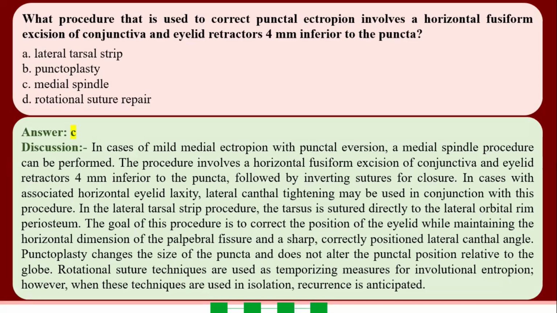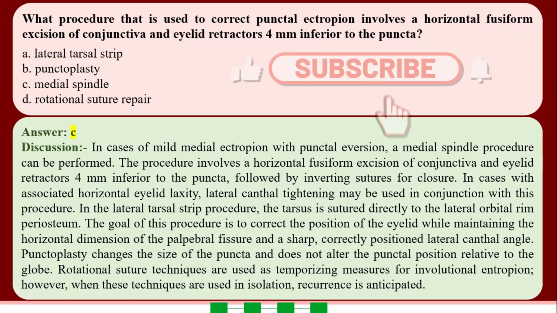The goal of this procedure is to correct the position of the eyelid while maintaining the horizontal dimension of the palpebral fissure and a sharp, correctly positioned lateral canthal angle. Punctoplasty changes the size of the puncta and does not alter the punctal position relative to the globe. Rotational suture techniques are used as temporizing measures for involutional entropion. However, when these techniques are used in isolation, recurrence is anticipated.